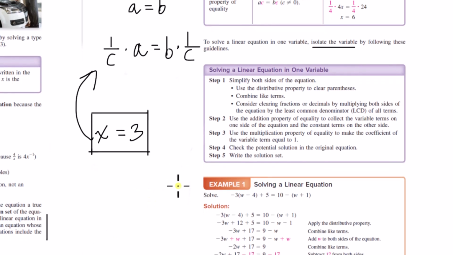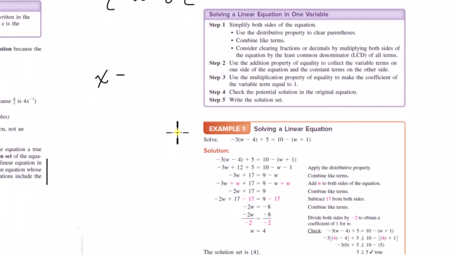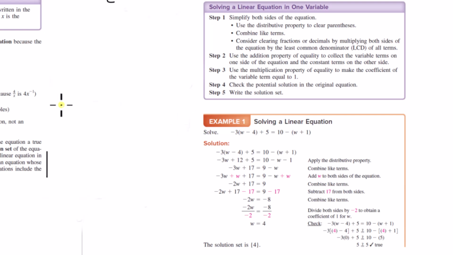Okay, so let's look at this example here. Minus 3 times w minus 4 plus 5 is equal to 10 minus w plus 1.